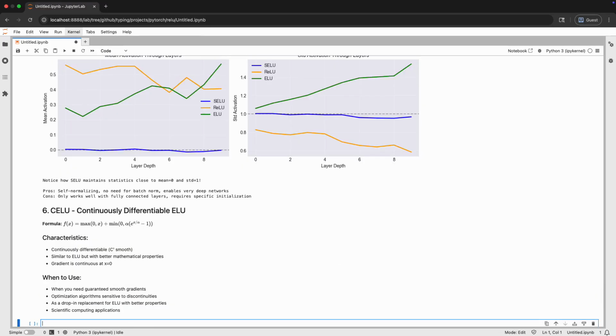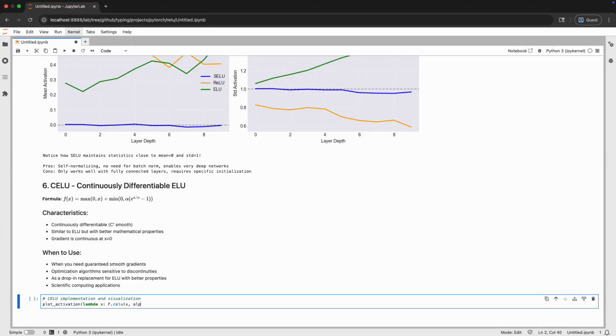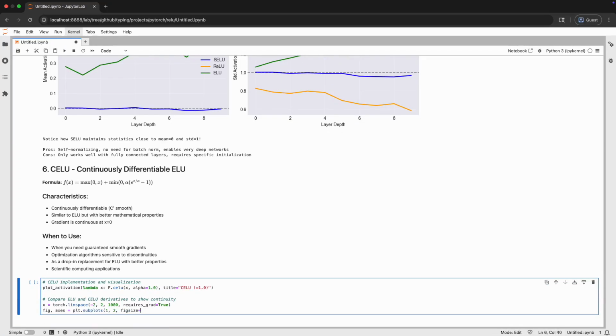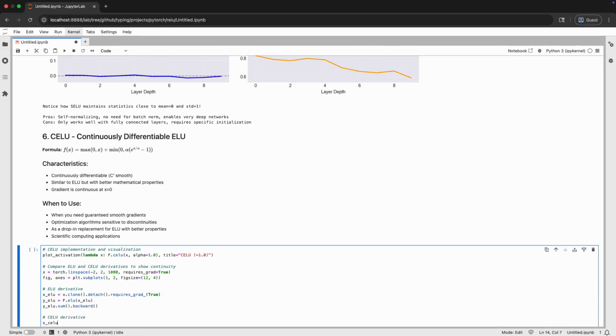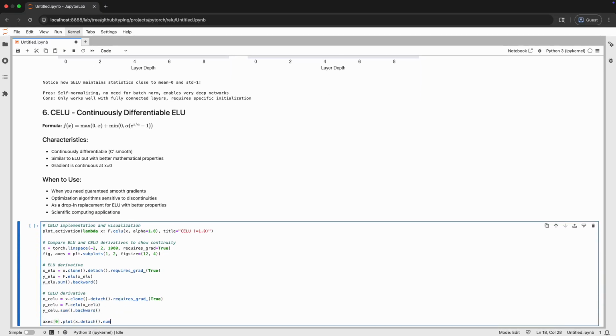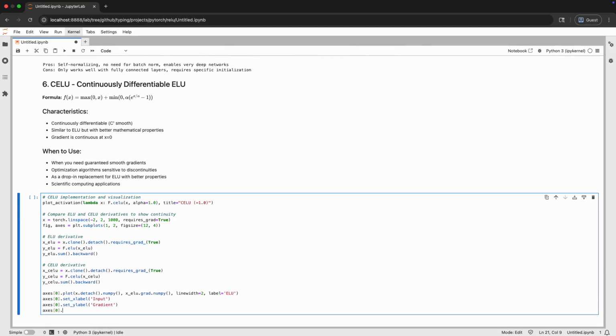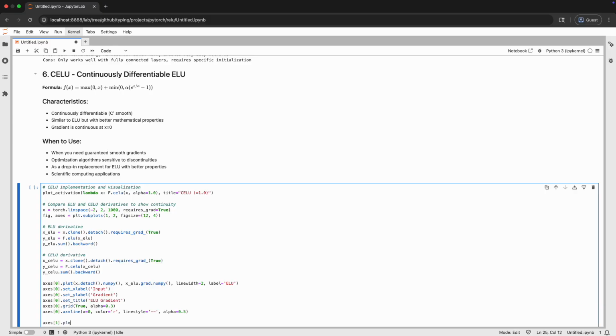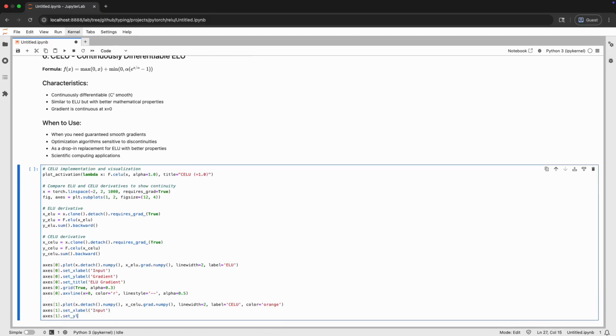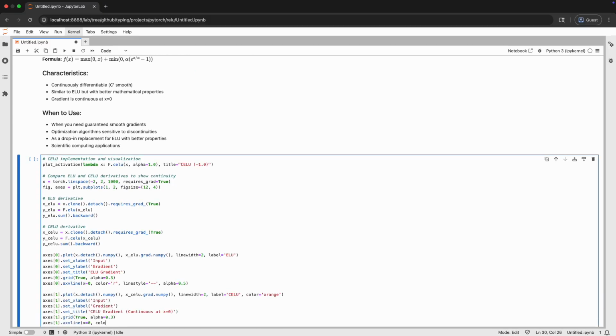CELU, or continuously differentiable ELU, is a mathematically improved version of ELU. While ELU has a gradient discontinuity at zero, CELU ensures the gradient is continuous everywhere, which can lead to better optimization properties. Core code. Let's compare the gradients of ELU and CELU to see the continuity difference. This visualization will show how CELU eliminates the gradient discontinuity at zero that exists in ELU, potentially improving optimization behavior.